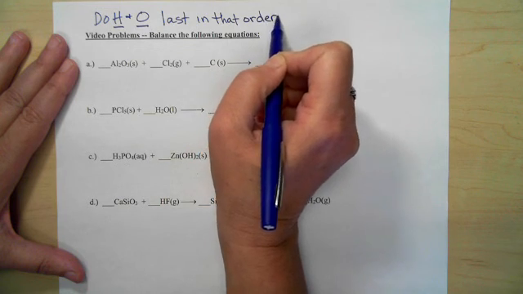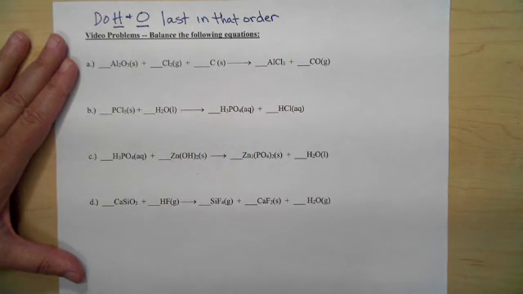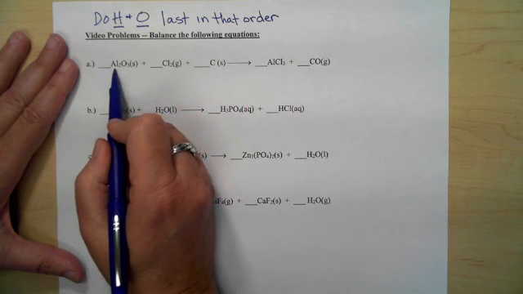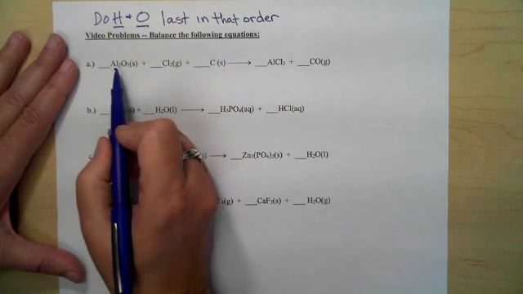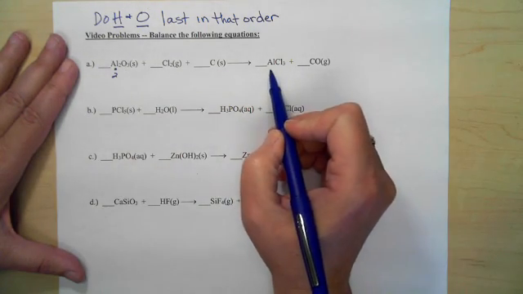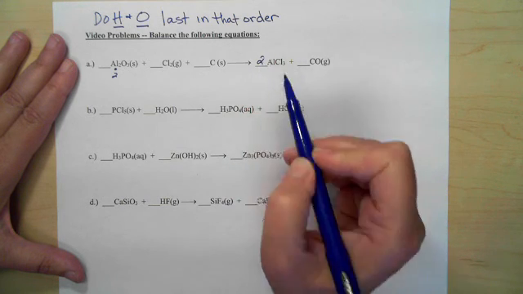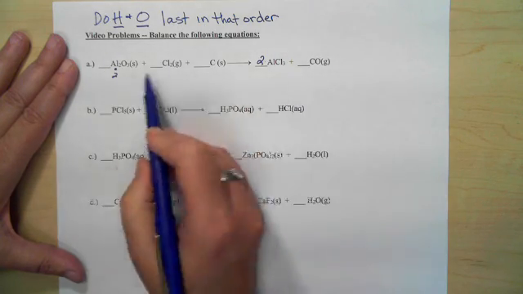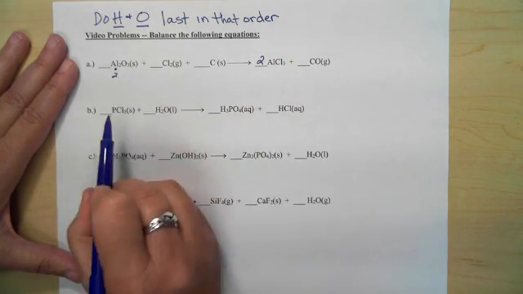The other thing I like to do when balancing is work one element at a time, left to right. So for example, I'm going to work on aluminum here. I've got 2 aluminums on the reactant side, so I need 2 aluminums on the product side. In order to achieve that, I've got a 2 there. So we've done the aluminum. There's no other aluminum, so I've got a little dot underneath it.